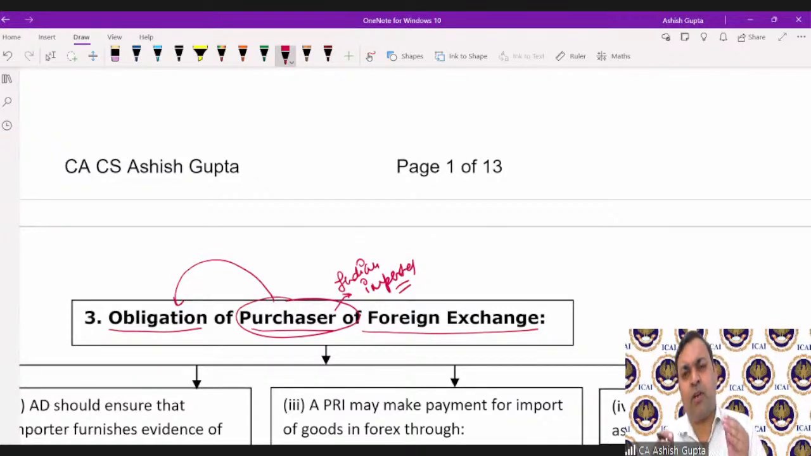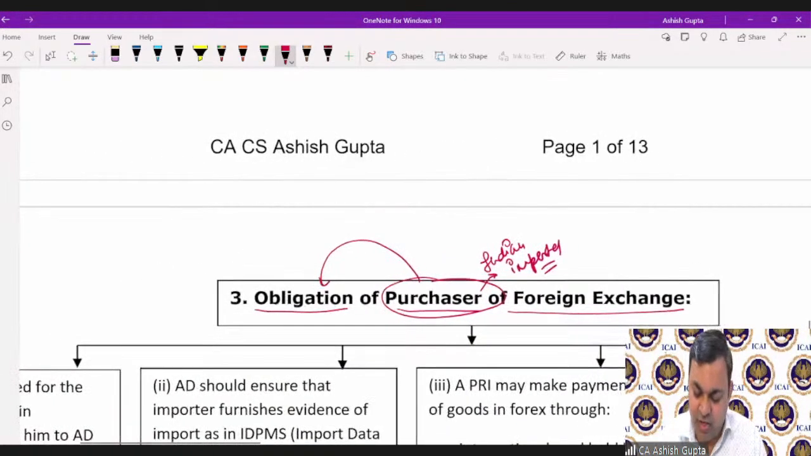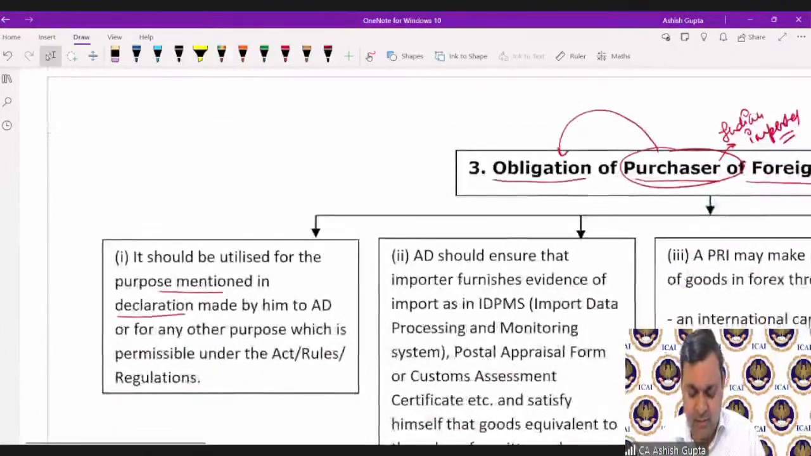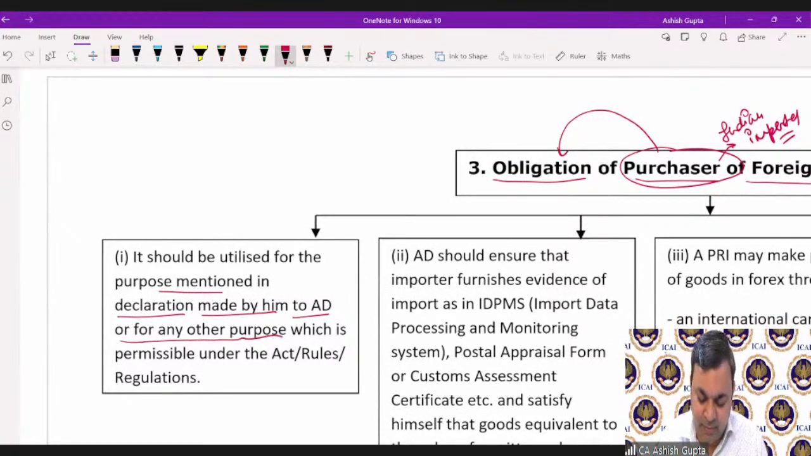That Indian importer will purchase foreign exchange in exchange for rupees, then he will remit to the other person. So what are the obligations of the Indian importer? It shall be utilized for the purpose mentioned in the declaration made by him to the authorized dealer, or for any other purpose which is permissible under the Act, rules, and regulations. So the law has clearly specified that it is the duty of the Indian importer that whatever purpose you declare in the document, that you require $1 lakh, $2 lakh for the payment of services, revenue nature services, which falls under current account transaction, that needs to be complied with. First point.